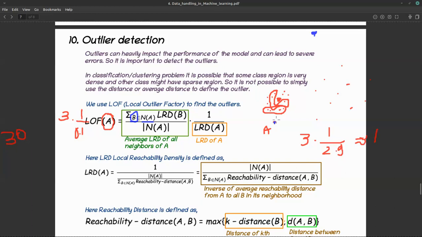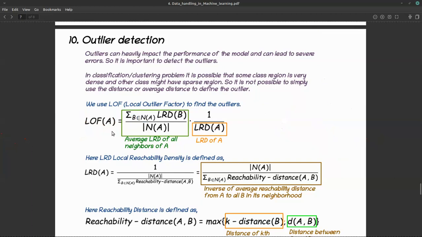If a point doesn't belong to the cluster and its neighbors belong to the cluster, then definitely the density of the point would be low. So the average density multiplied by 1 upon a low value gives a very high value. So the outlier factor would be higher, and we are definitely able to find the outlier. If it belongs to a dense cluster, not an outlier, then the average density value would be nearly equal to its own value, so my LOF would be very, very low.